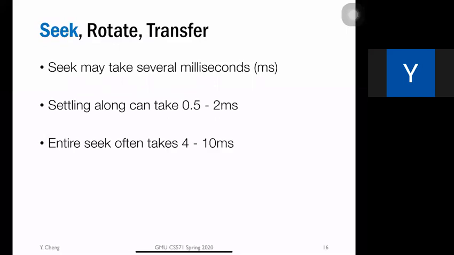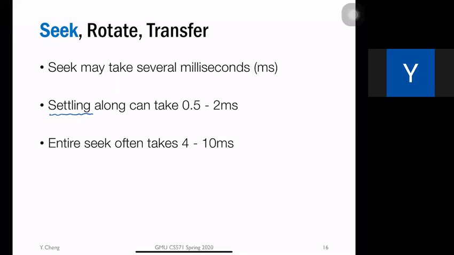So let's see, how should we model each of these three different parts? Let's first take a look at the seek latency. Okay, so first of all, seek may take several milliseconds to settle down, right? Only the settling itself. That means when it starts to move and when it tries to stop moving. So this is the settling process.